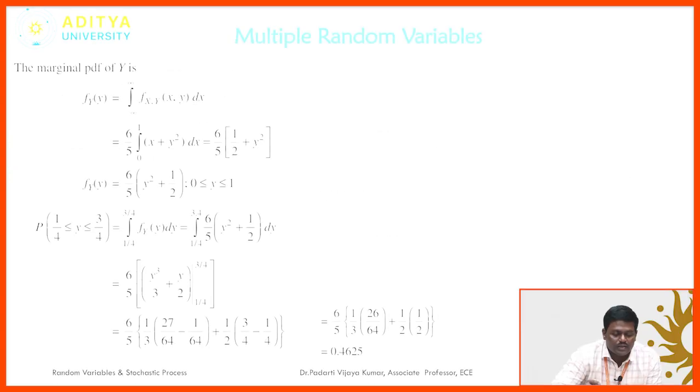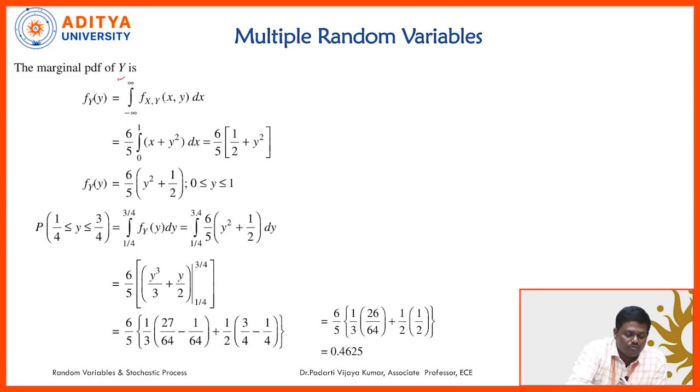In a similar manner, to compute the marginal density function of y, we need to substitute the limits for x, x equal to minus infinity to infinity, and do integration with respect to dx. After doing that, we will get 6 by 5 into y square plus 1 by 2.